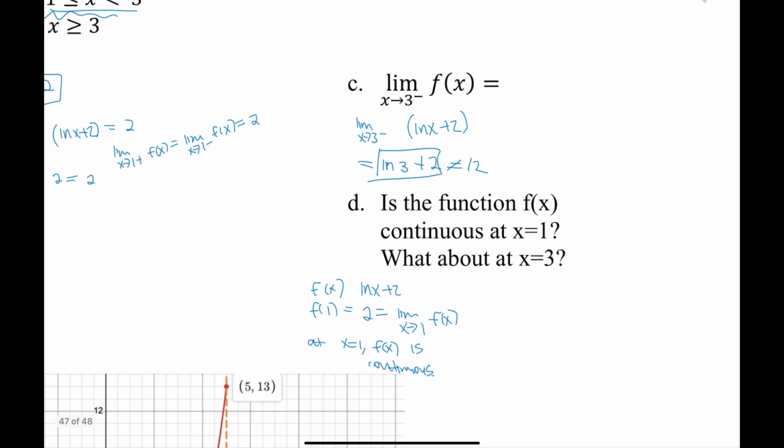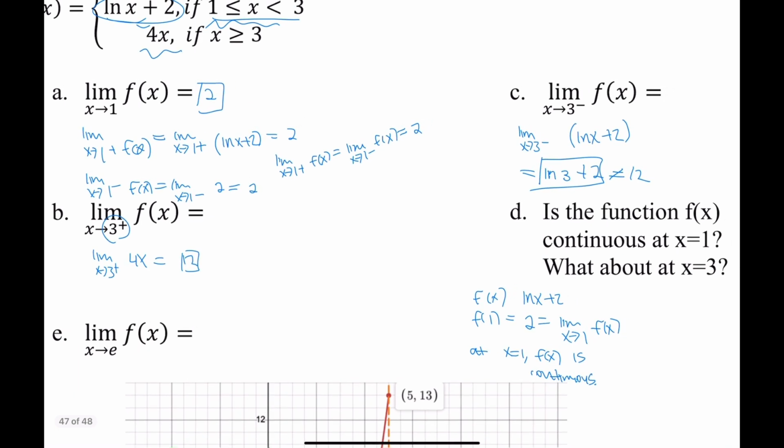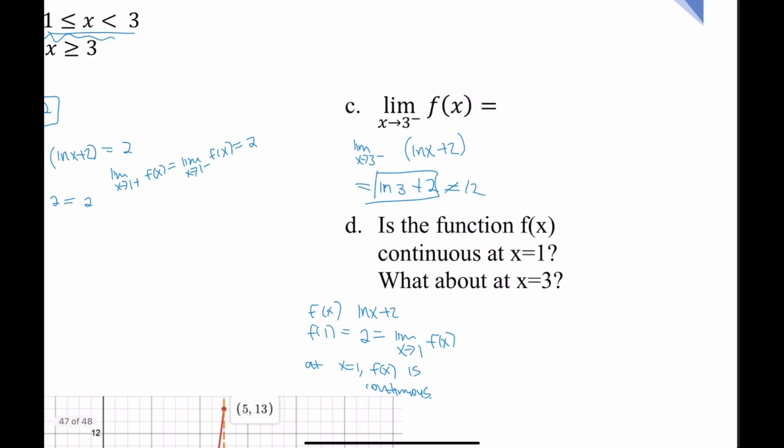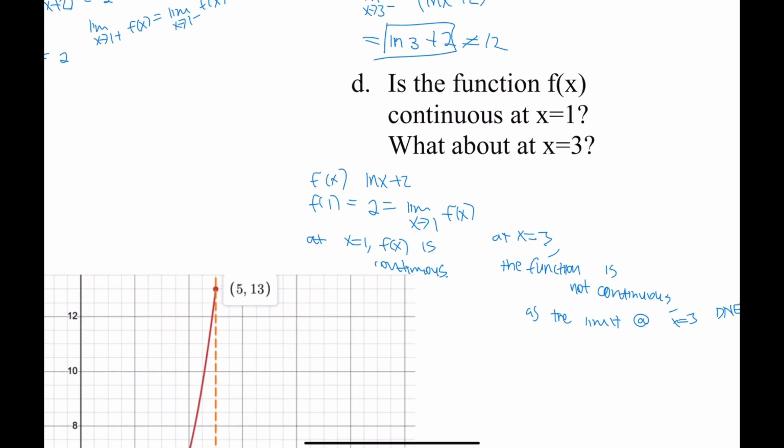And then at x equals 3, we don't really know, right? Because the x equals 3 part is going to be wrong. It's not going to be continuous, because parts B and C show that the limit does not exist, because the left and right limits are not equal to each other. So at x equals 3, that function is not continuous, as the limit in parts D and E does not exist, right?